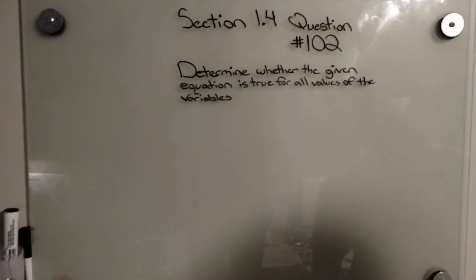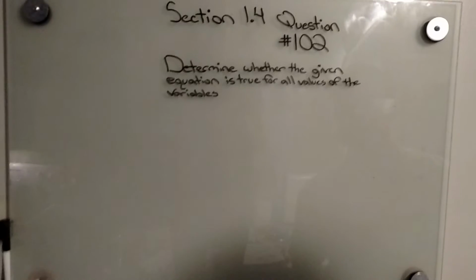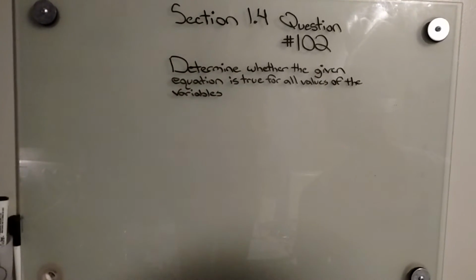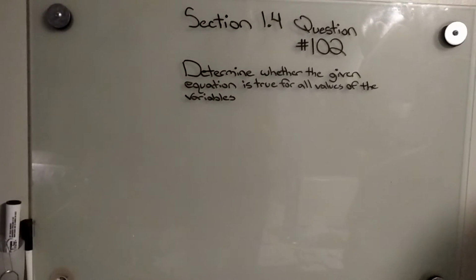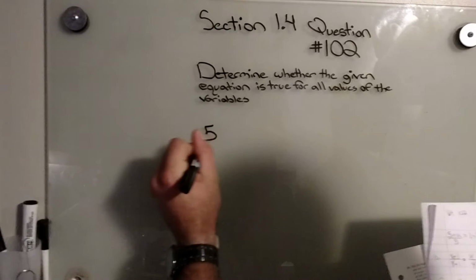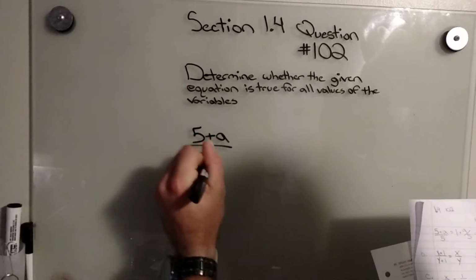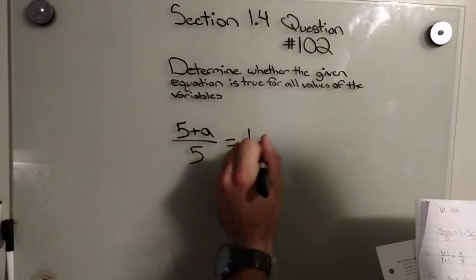Alright, hello everybody. I chose section 1.4 question 102, in which we were to determine whether the given equation is true for all values of the variables, and if not, we were to give a counterexample. For our first question, we had 5 plus a over 5 is equal to 1 plus a over 5.